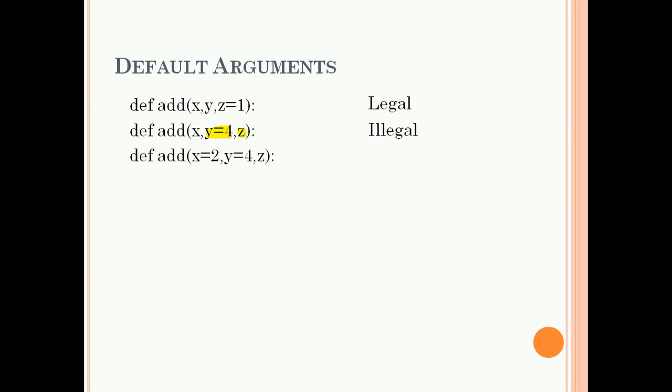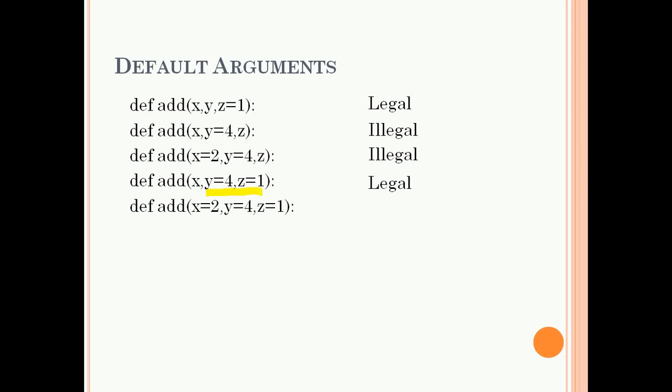Next, again it is wrong. We are using default values for y and x, but we are not giving the value for z, so this is also illegal. Next, you can see that this is totally perfect because all the rightmost parameters are assigned default values, so there is no problem. Legal. Next, all the parameters have default values, then no problem, it is okay, totally legal.